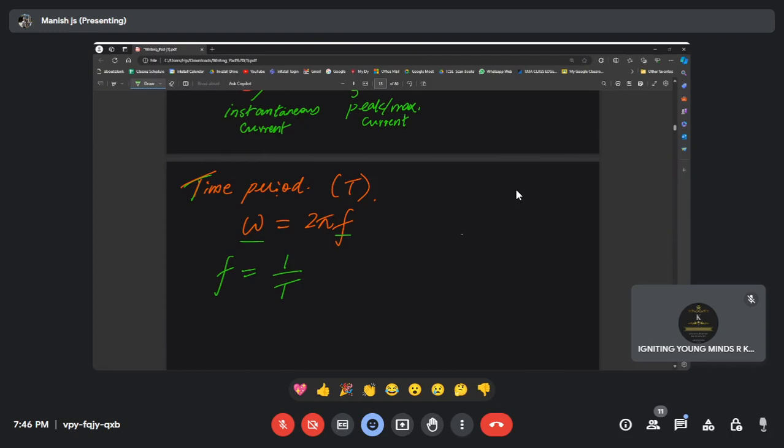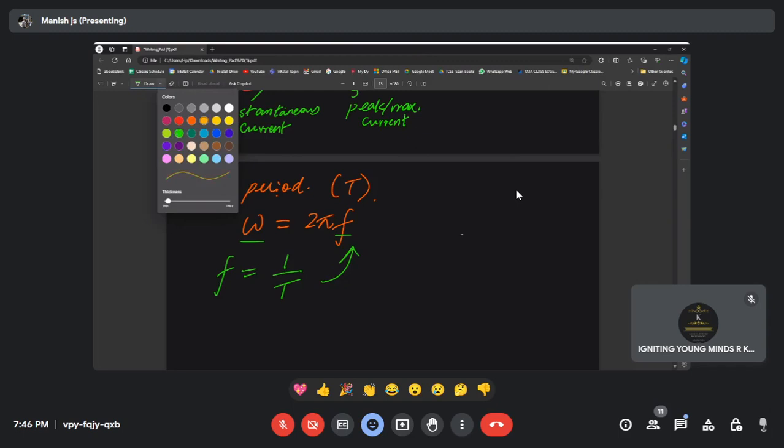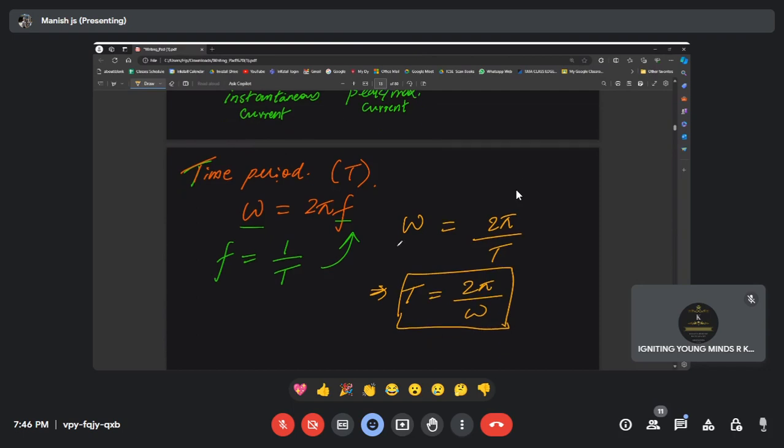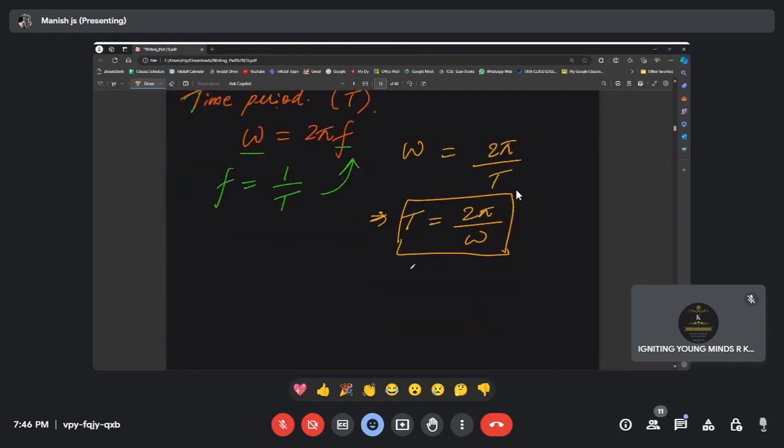You go and substitute here. So what happens if you substitute this relation, f is equal to 1 upon T, above? What do you ultimately get? You will get omega is equal to 2 pi upon T, isn't it? This ultimately tells us that time period is 2 pi by omega. So this is the expression for time period. If you know the angular frequency of the waveform, you can calculate the time period by using this relation.